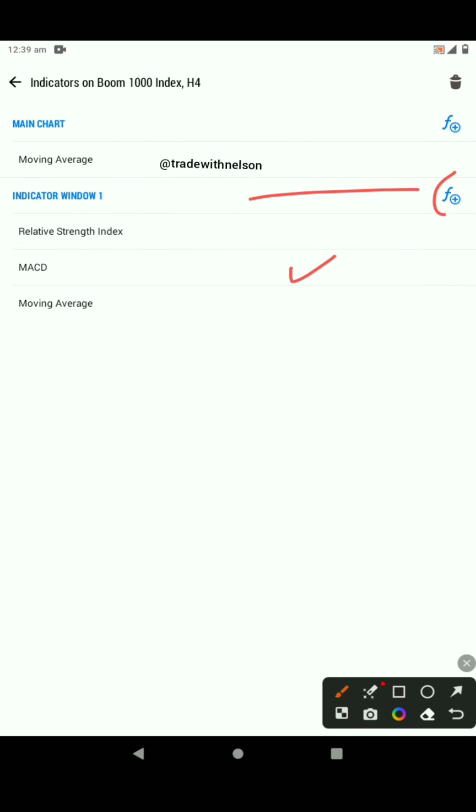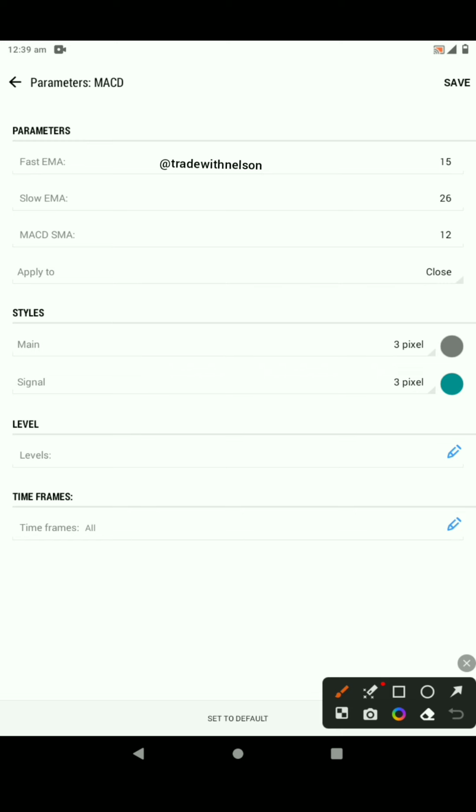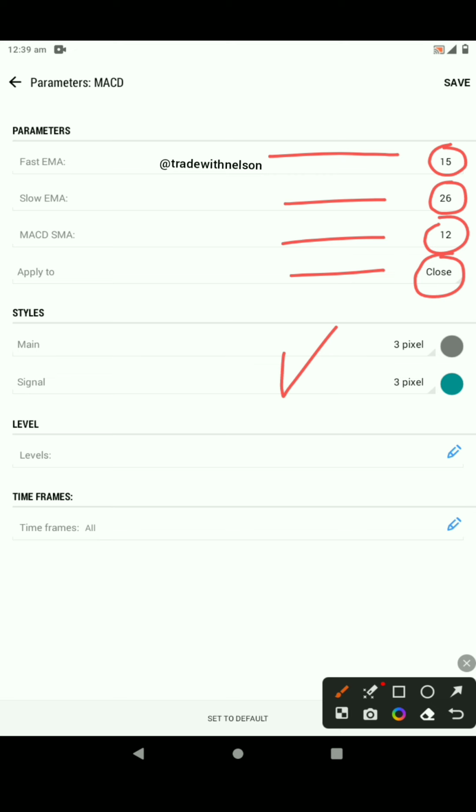For the MACD, click on the F icon on indicators window 1. Scroll down a bit, MACD, click on that. Make your fast EMA 15, slow EMA 26, MACD SMA 12, apply to close. For the styles, make it 3 pixel and select a color of your choice. After that, click on save.